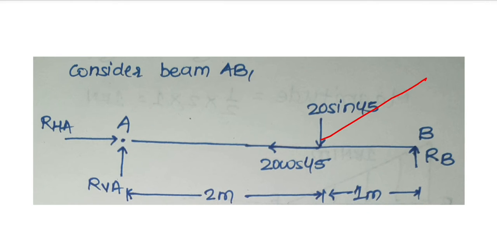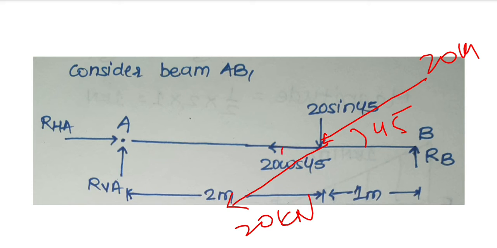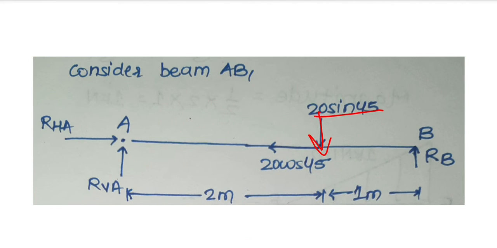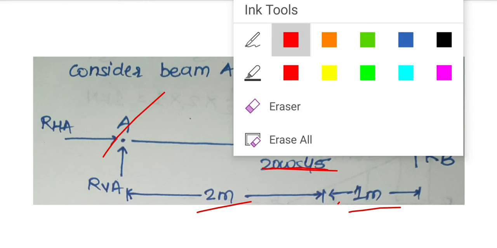So we will resolve it. It was 20 kilonewton at 45 degrees. If we resolve it, we get 20 cos 45 in the horizontal direction and 20 sin 45 in the vertically downward direction. Just rearranging it, we get 20 sin 45 downward at this point and 20 cos 45 in this direction, at 2 meters from point A and 1 meter from point B. So we get this.